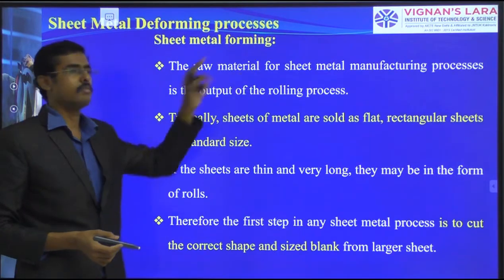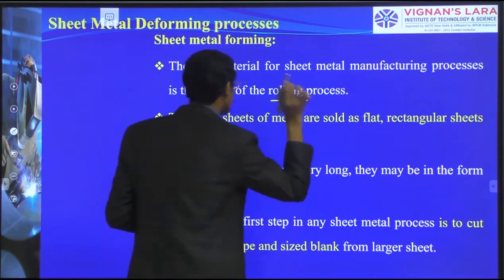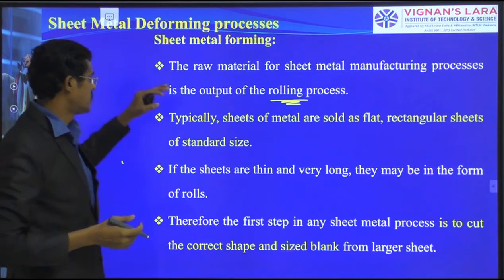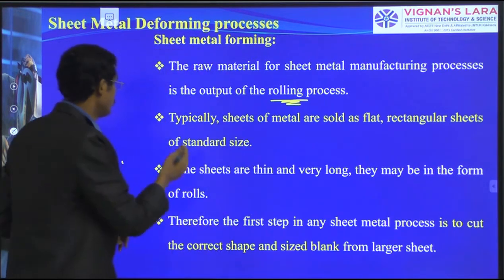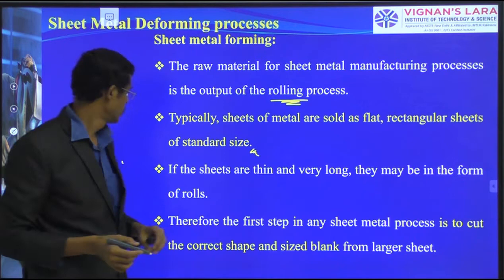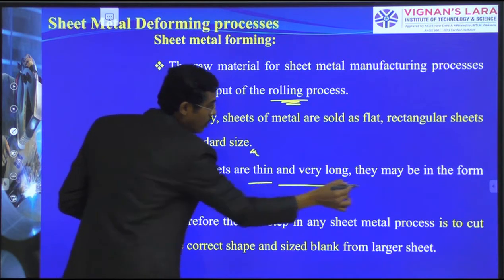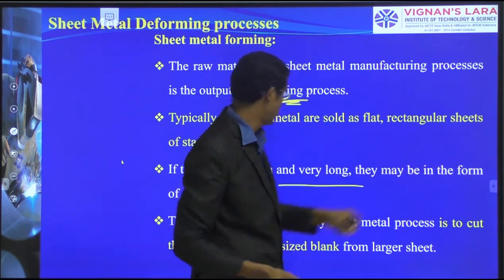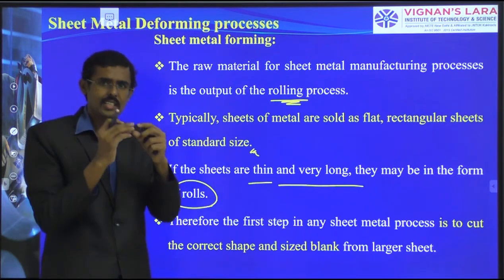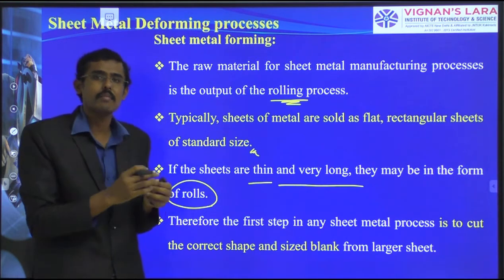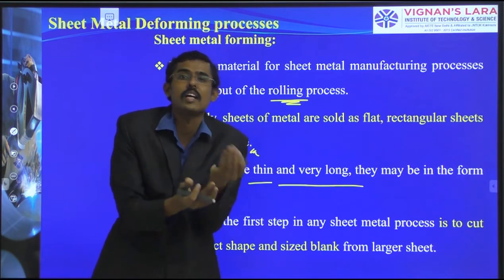The raw material for the sheet metal manufacturing processes is the output of the rolling process. Typically, sheets of metal are sold as flat, rectangular sheets of standard size. If the sheets are thin and very long, they may be converted into the form of rolls. So we are purchasing sheets less than 6 mm as a raw product. Raw material may be in the form of rolls, maybe in sheets, or if it is too long, we keep rolling and take it out.